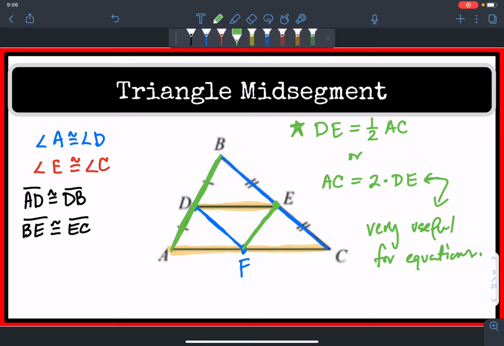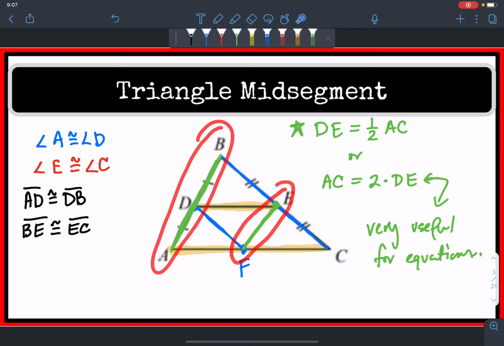And then the fact about DE and AC is also going to be true about these two green lines: the distance from E to F is going to equal half of whatever the distance is between A and B, or vice versa, the distance from A to B is going to equal twice whatever this number is right there.